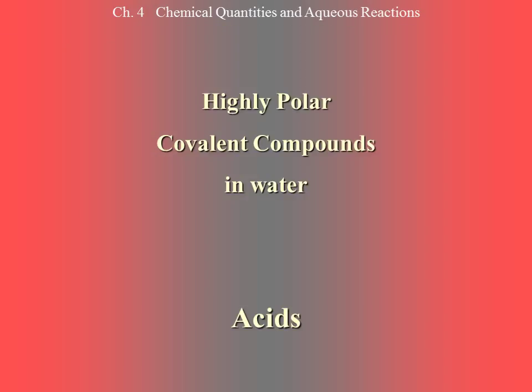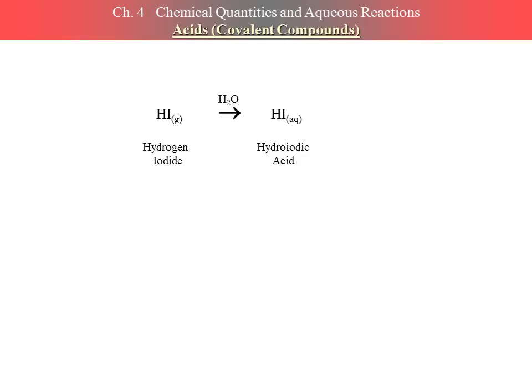Highly polar covalent compounds, we are going to start with acids. Remember when we were discussing this compound here, hydrogen iodide, we said that we have a different name when it's by itself and a different name when we have it in water, where we call it hydroiodic acid. Why? Because this one breaks apart in water, while when it's by itself it exists as a molecular compound.